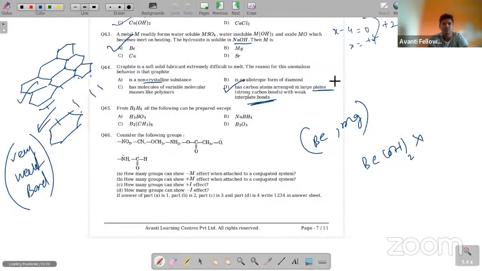First of all, see the question, what they are saying. From B2H6 the following can be prepared except... yeah, we can't prepare this one. We can also prepare this one, but 45B, we can't prepare this one. NaBH4, yeah, we can prepare that, but we can't prepare this one. C2H6 with alkyl groups will usually not be considered.